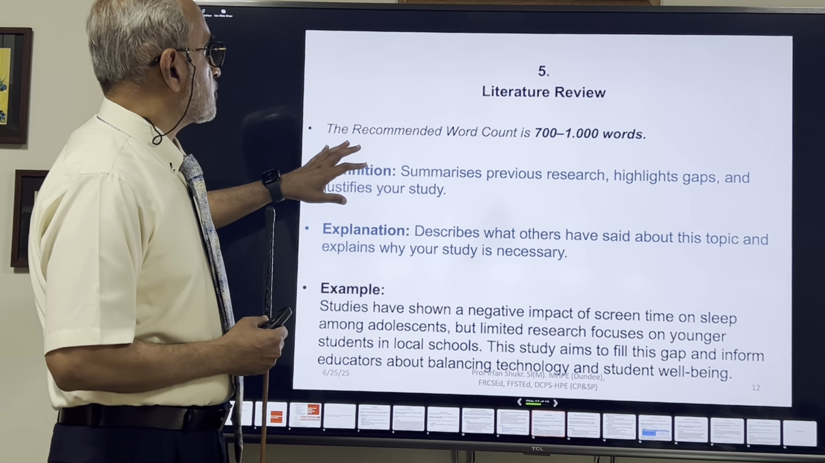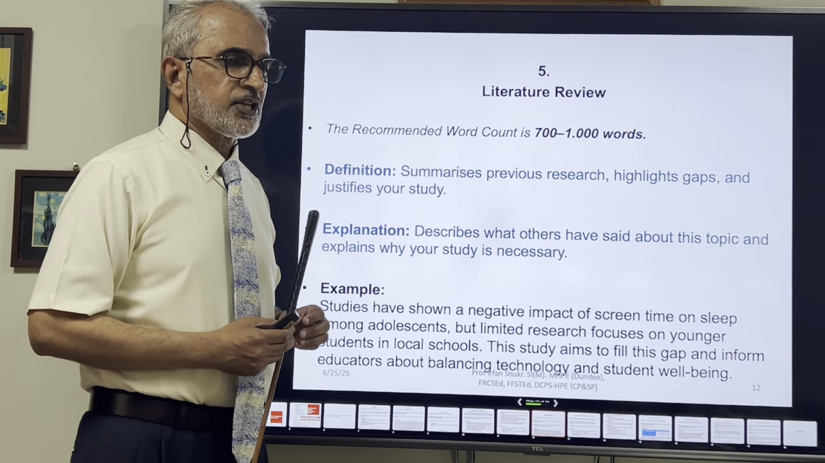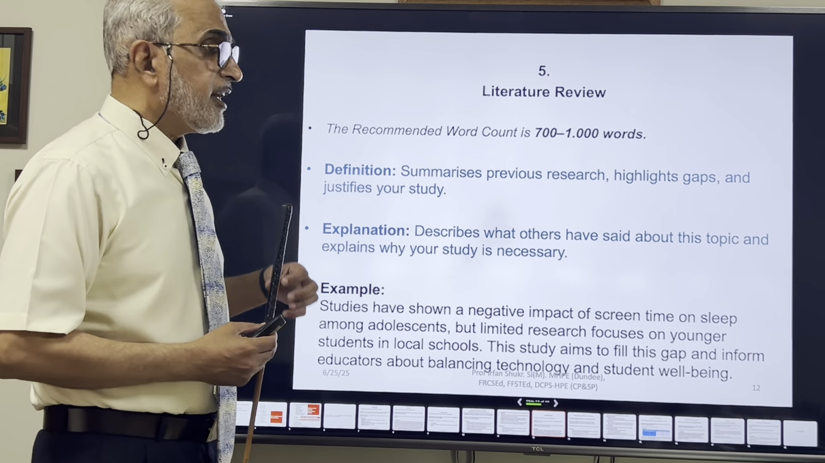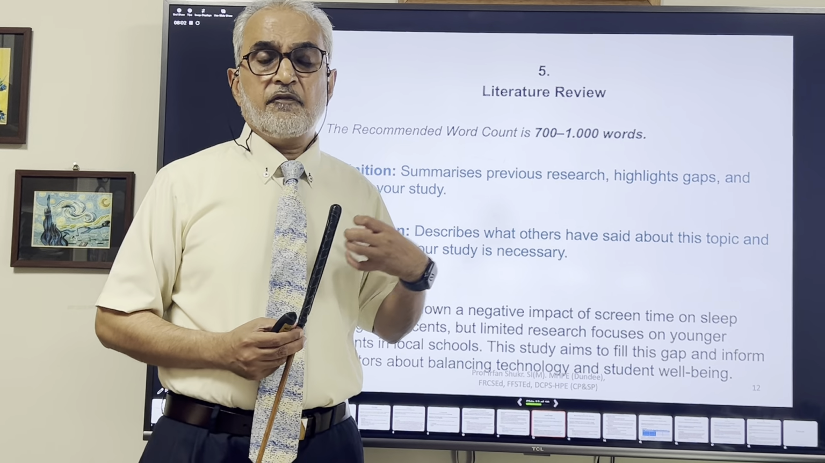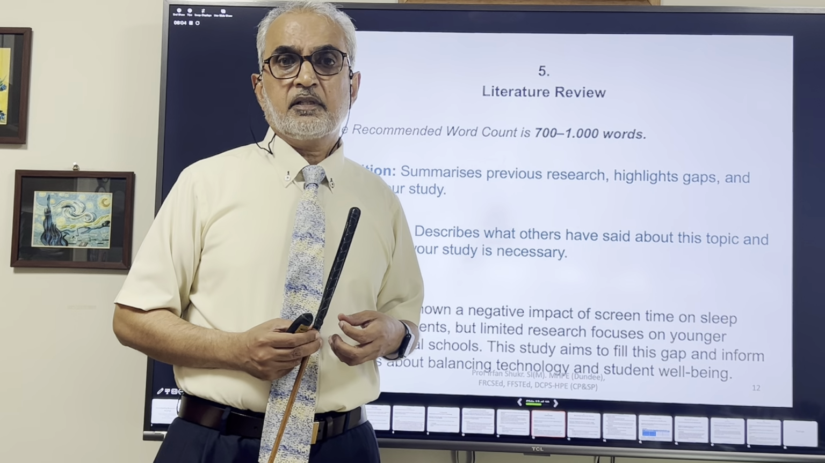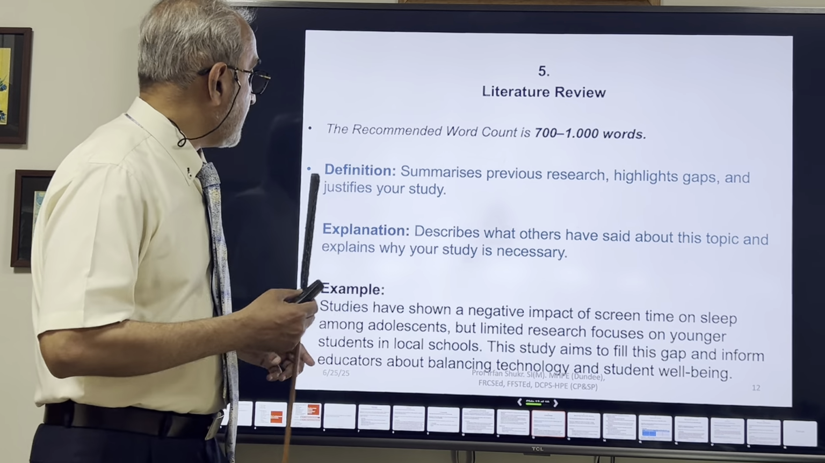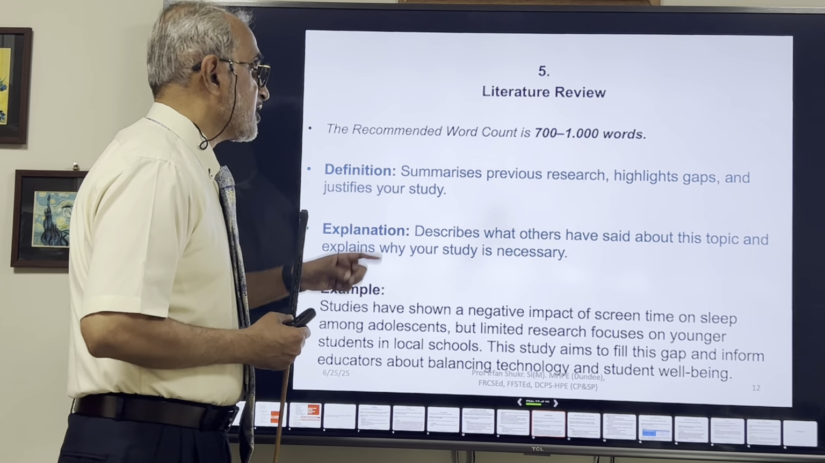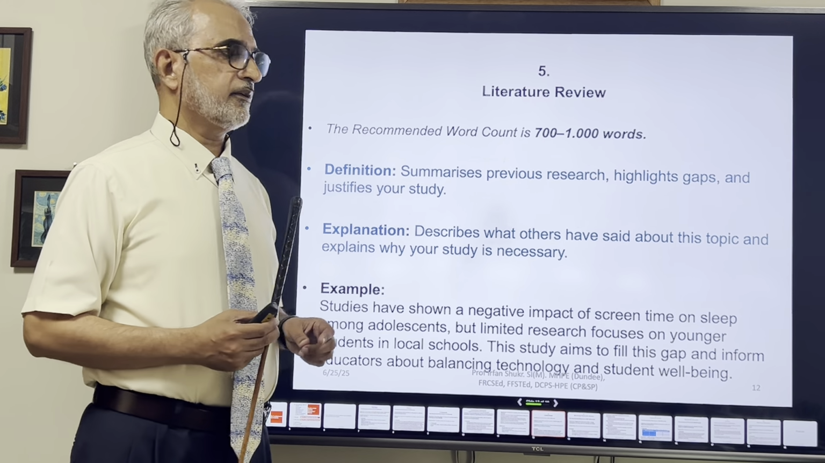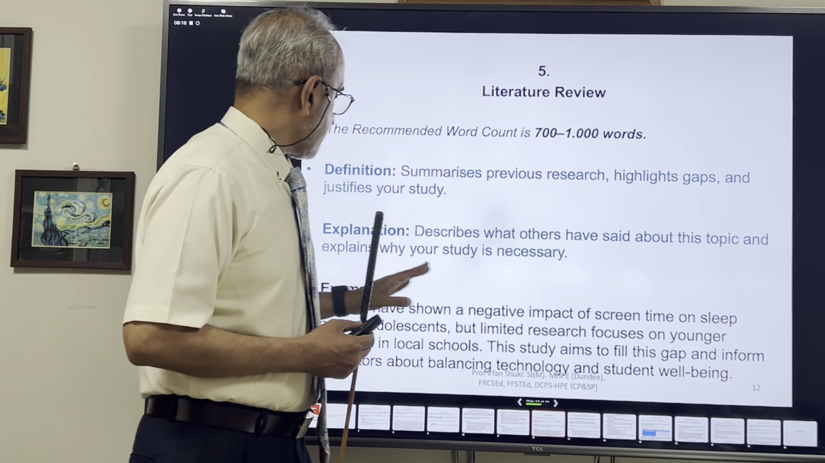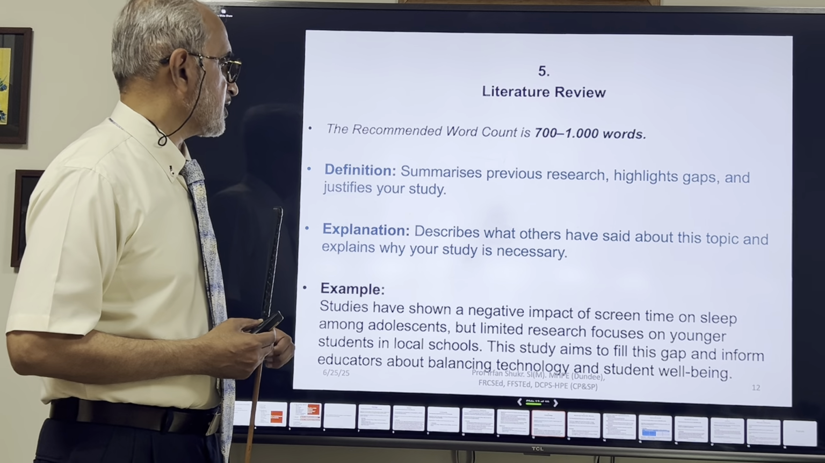This component is important. The recommended word count is 700 to 1000 words. It summarizes the previous research which is done on this topic. It highlights the gaps which have led to the research, and that is the justification of doing your study. It describes what others have said about this topic and explains why your study is necessary.